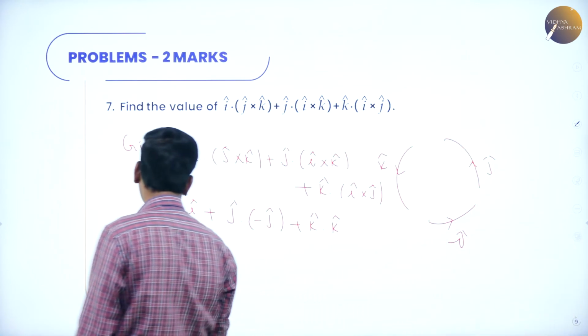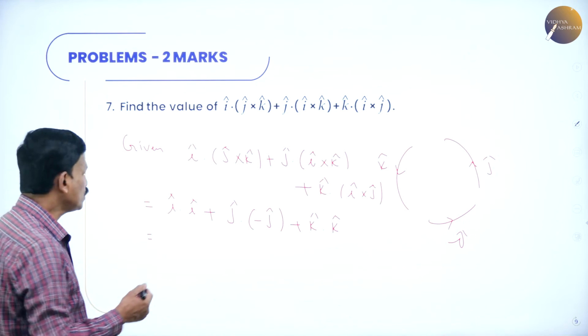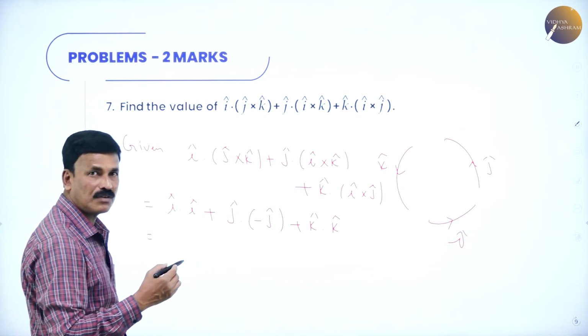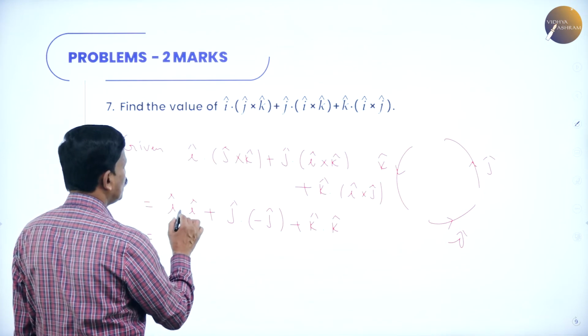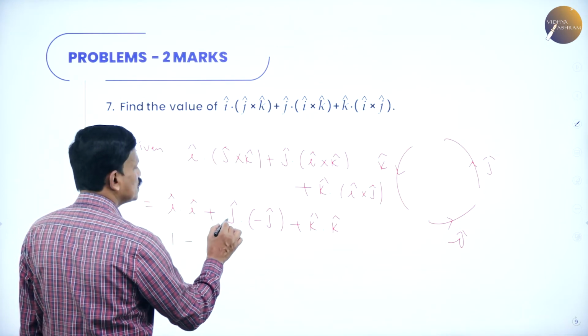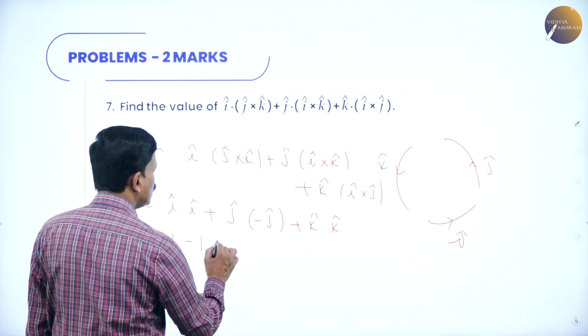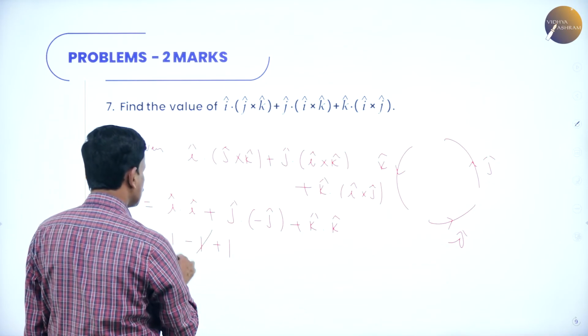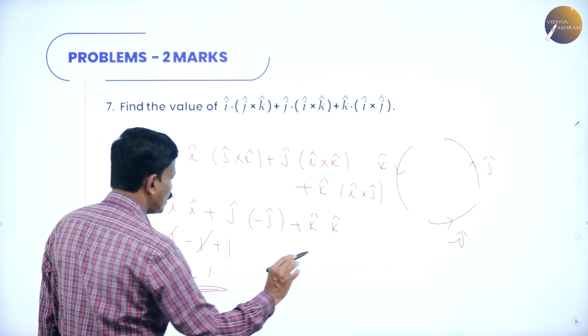Now since the dot product is nothing but i dot i, unit vector of 1 and 1. So unit vector of i cap and i cap is 1. This is 1 into minus 1 is minus 1. Again this is 1 into 1 is 1. Minus 1 plus 1 gets cancelled. The required answer is 1.